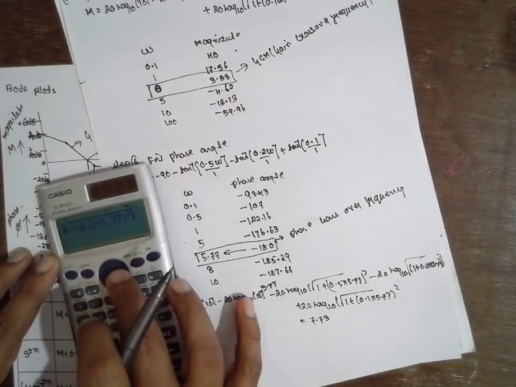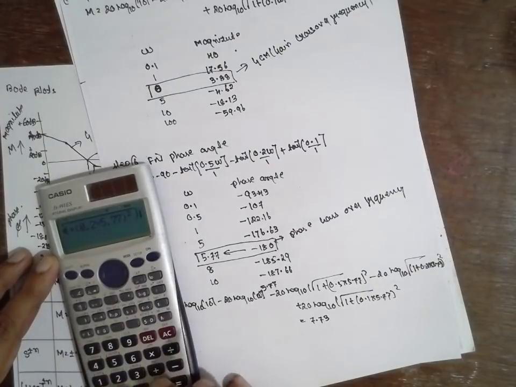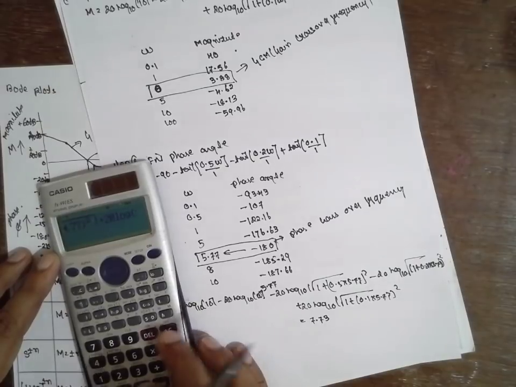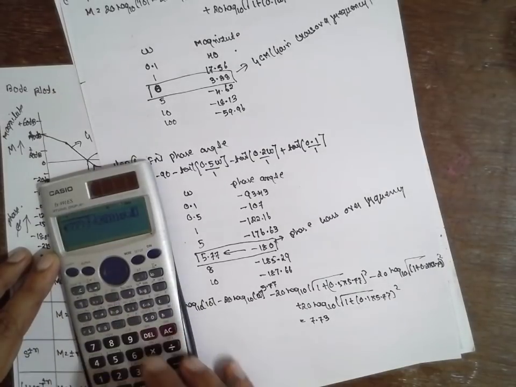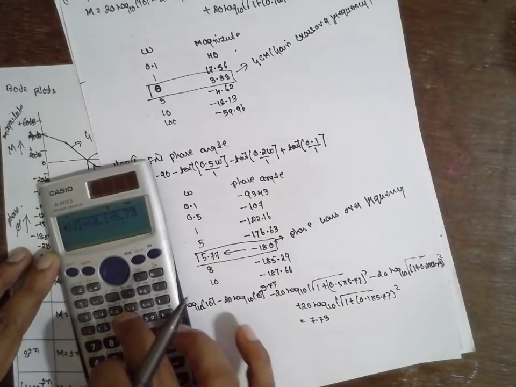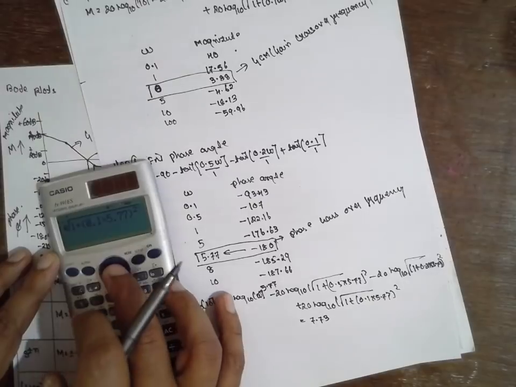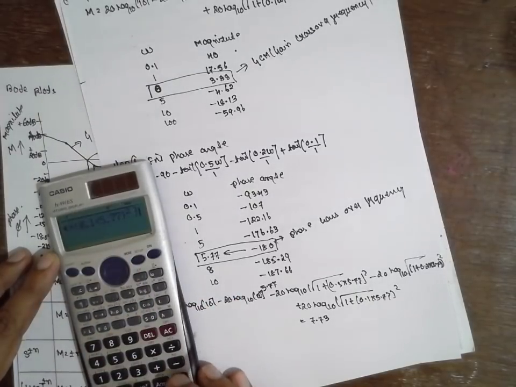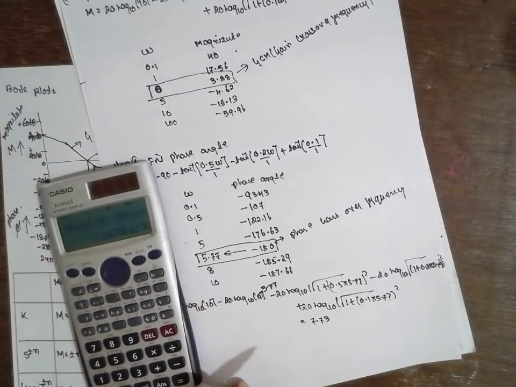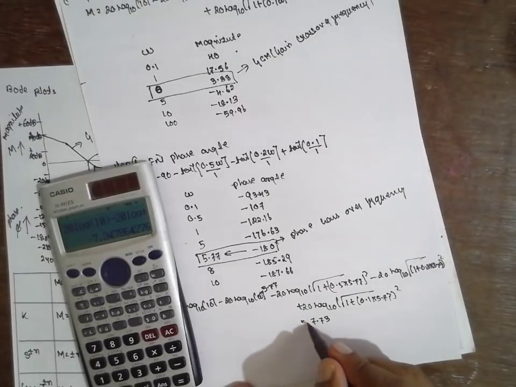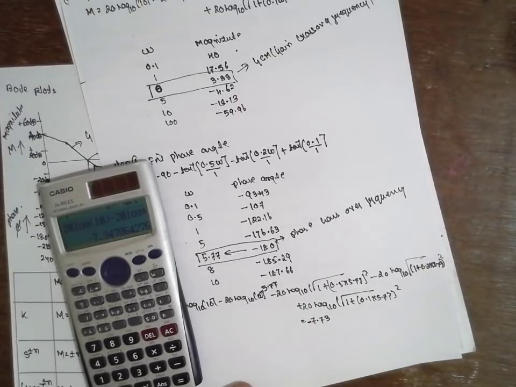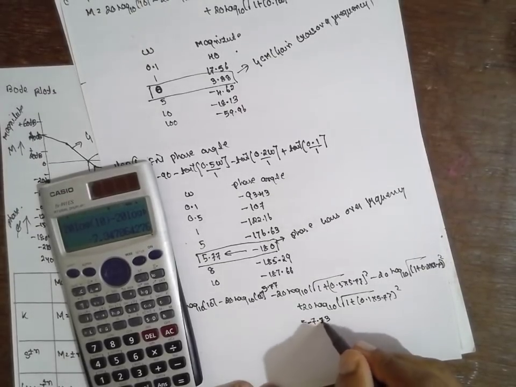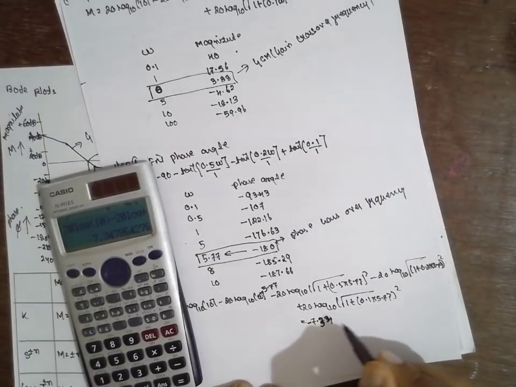20 log 10 plus 20 log 5.77 minus 20 log root 1 plus 0.5 into 5.77 whole square, minus 20 log root 1 plus 0.2 into 5.77 whole square, plus 20 log root 1 plus 0.1 into 5.77 whole square. For this one the answer will be minus 7.34.